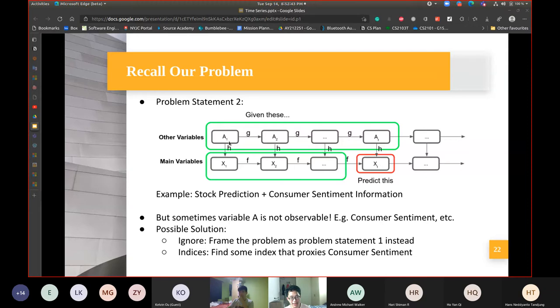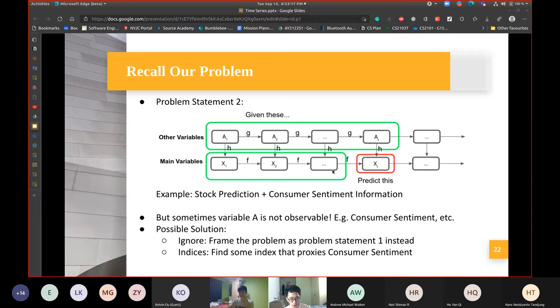The problem is when A is not observable, right? When you don't know what A actually is, like what value it takes, then you can frame the problem as problem statement 1, which is that you just ignore the existence of A and pretend that A doesn't exist. You make use of only the past X values to predict the future X. You can use autoregression, moving average, ARMA, or ARIMA to do this.